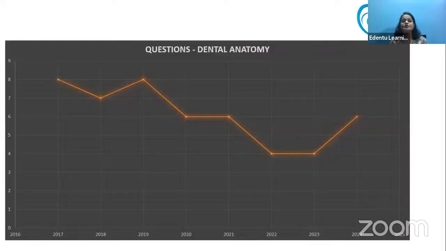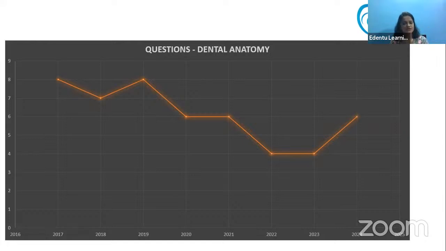Now, if you look at the previous years, we are analyzing from 2017 till 2024. A minimum of 4 questions were definitely asked from dental anatomy, and a maximum of 8 questions can definitely be asked from dental anatomy. So somewhere between the range of 4 to 8, questions can be asked from dental anatomy.